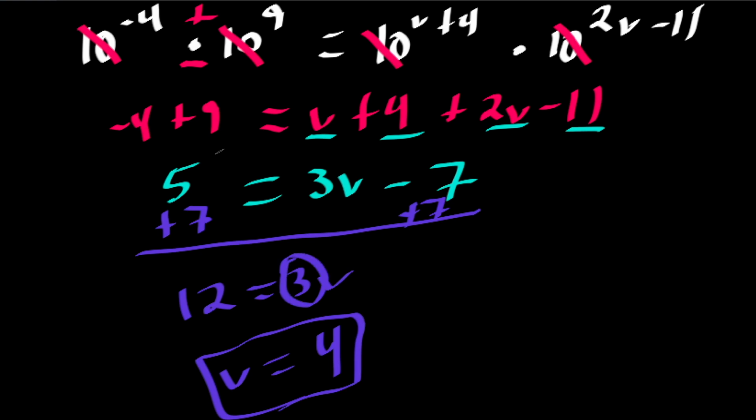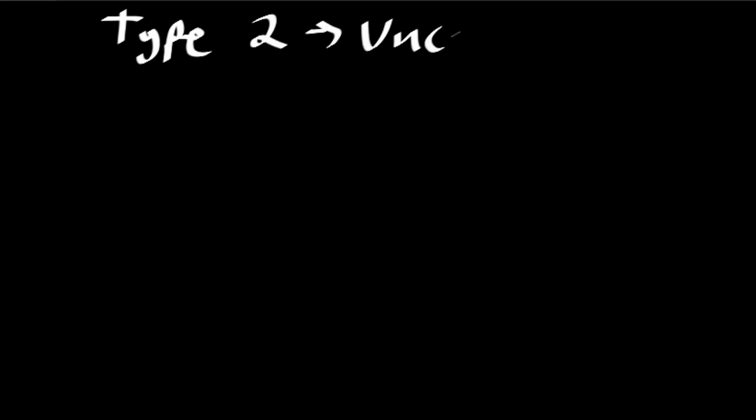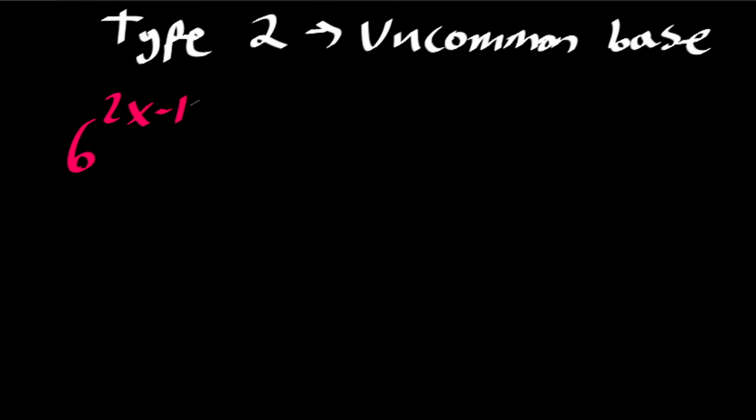All right, so now that takes care of the common base examples. So now let's talk about type 2, because I'm sure you've been thinking, well, what's the second type? And that's when we have an uncommon base. Basically, the bases are not the same, okay? So let me give you an example of what that looks like. And for this video, I think I'll try to stick with more basic examples. You can almost make this as hard as you want or as easy as you want.